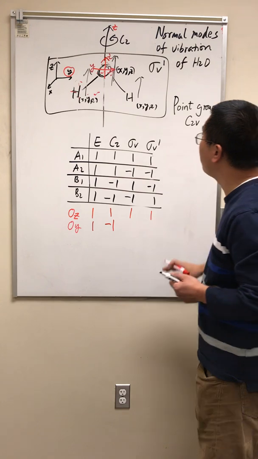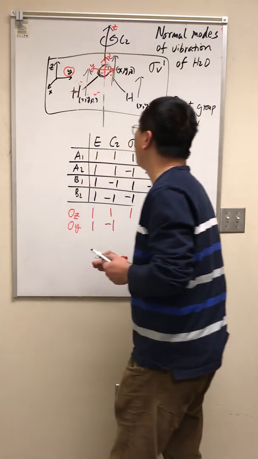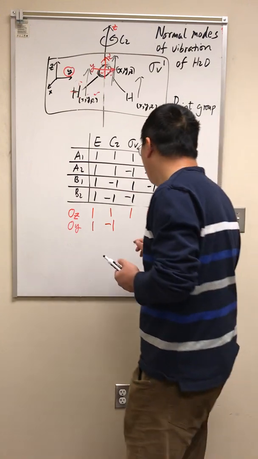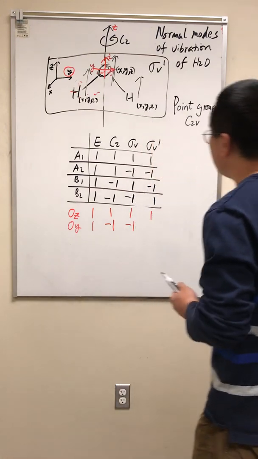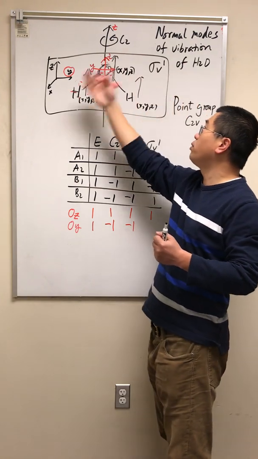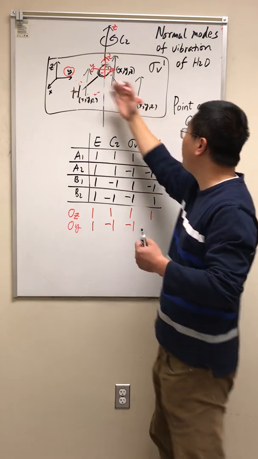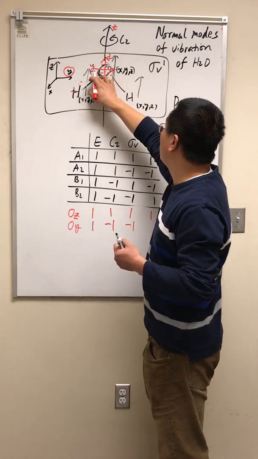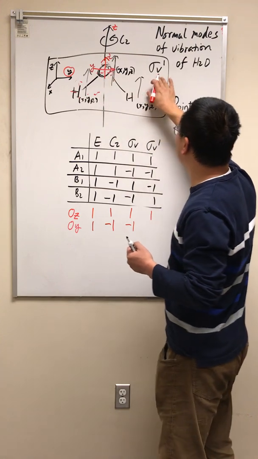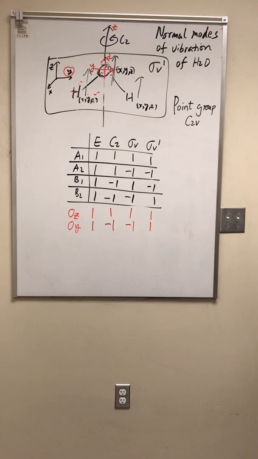And how about the reflection with respect to this symmetry plane that bisects the water molecule? That will change the direction of the y vector. So we put -1 here, and last we have sigma v prime, because sigma v prime contains this vector. Therefore, the reflection of this y vector with respect to sigma v prime does nothing. Again, the vector stays in its original position, and the direction remains unchanged.